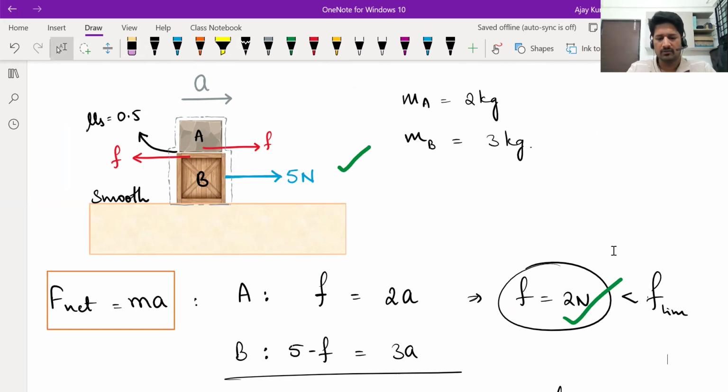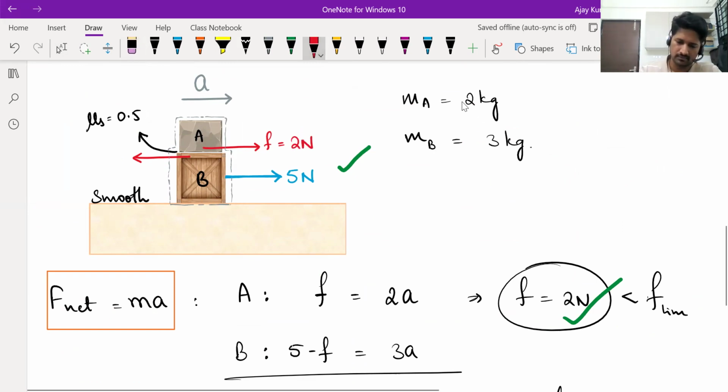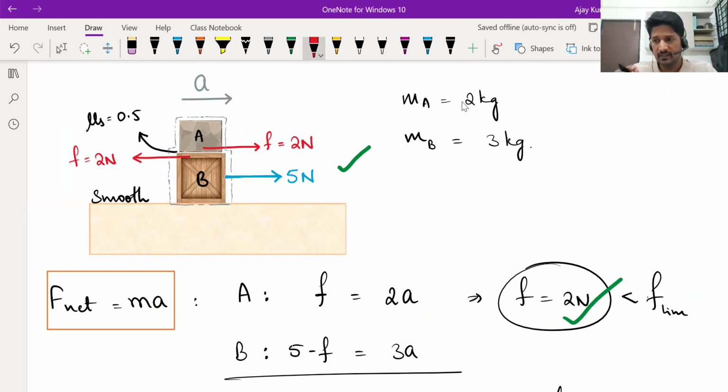Is this clear to all of you? Any doubts in this? Sir, so let's say in a question, we assume that both of them will slide together and we make the equation. But the limiting friction is lesser than what we got the friction. Suppose in one question you found that the friction needed to make the blocks move together is some 15 newtons, but the limiting friction is only 10 newtons. What does that suggest?